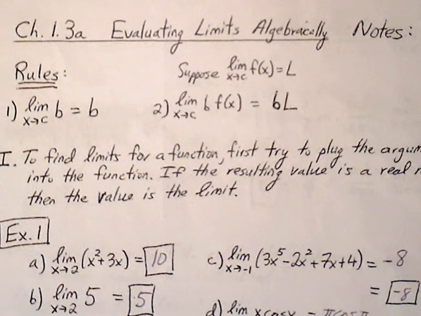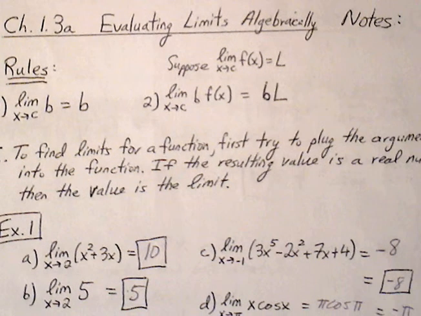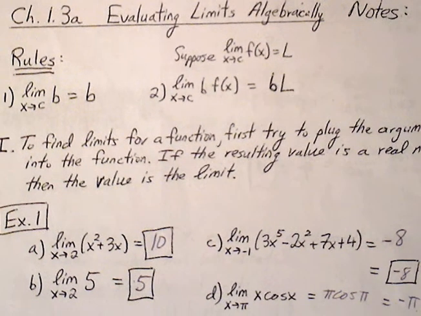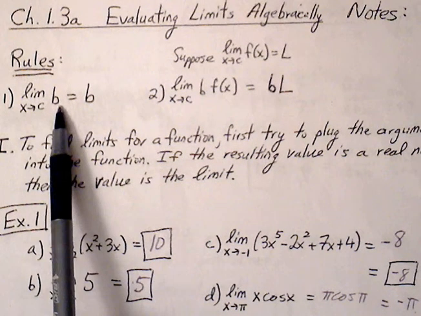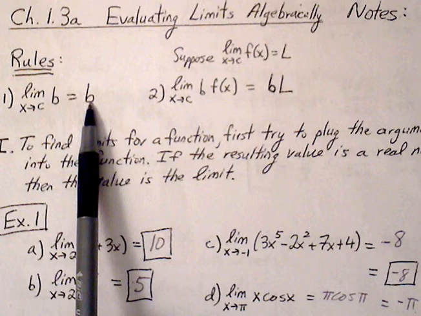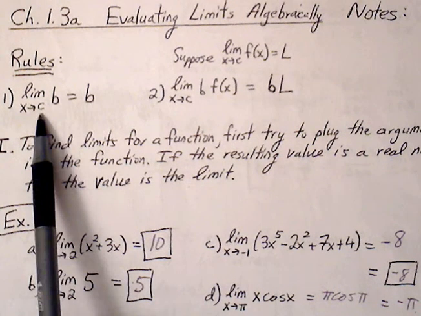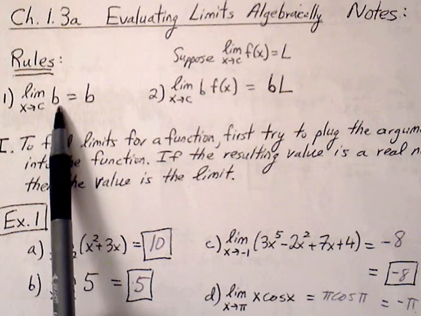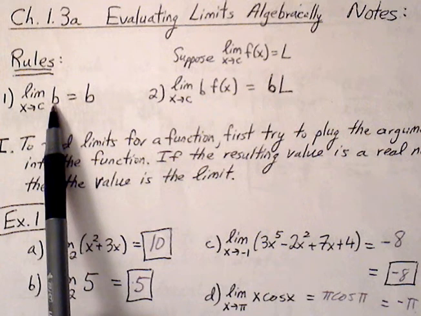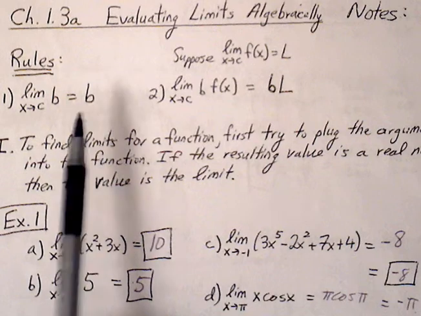Let's look at chapter 1.3a, evaluating limits algebraically. So a couple of rules. First, the limit as x approaches c of a constant will always be that constant. No matter what x value we're approaching, if we're looking at a constant, we're essentially looking at a horizontal line. That horizontal line will always produce the same y value.